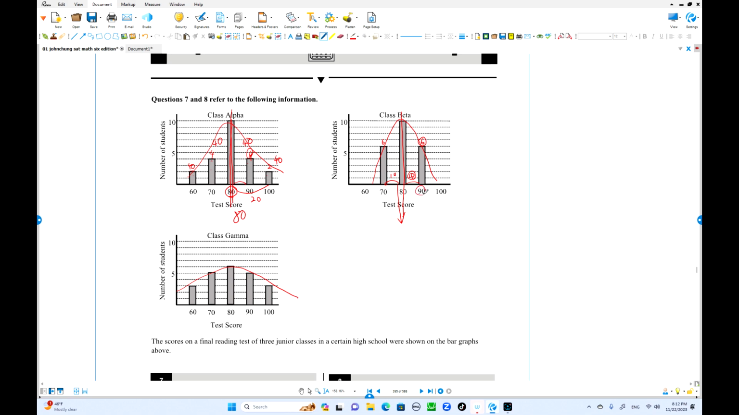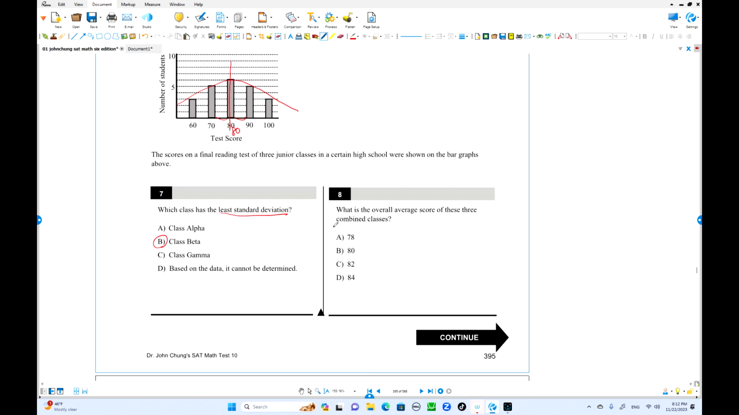To the right is what? 90 and 70 have the same frequency. Okay? This is also 80. This is exactly also 80, right? In the middle. That's right. Same distance 10, to the left 10, same frequency. Okay? So their averages are all 80, right? Yeah. So the total average is also 80, okay? Choice B is the answer.